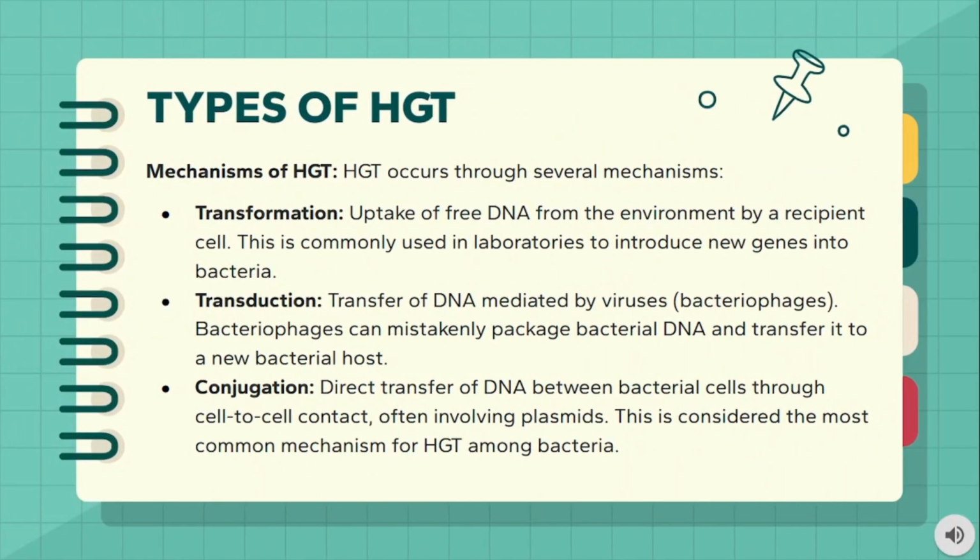Types of horizontal gene transfer. Mechanisms of horizontal gene transfer. Horizontal gene transfer occurs through several mechanisms. Transformation: uptake of free DNA from the environment by a recipient cell. This is commonly used in laboratories to introduce new genes into bacteria.